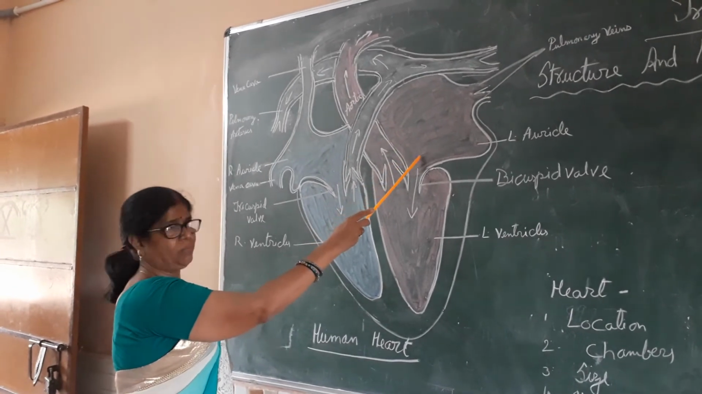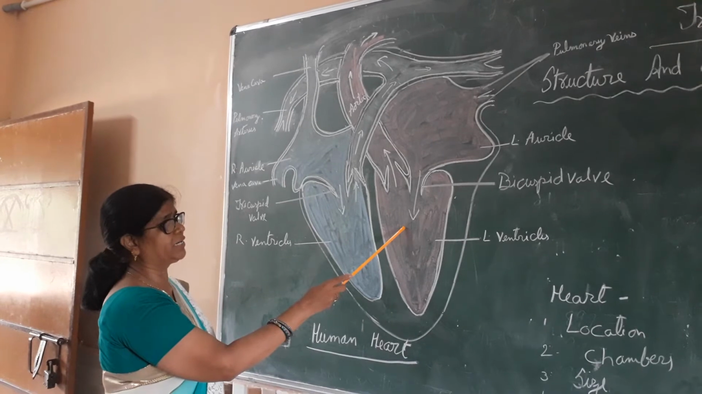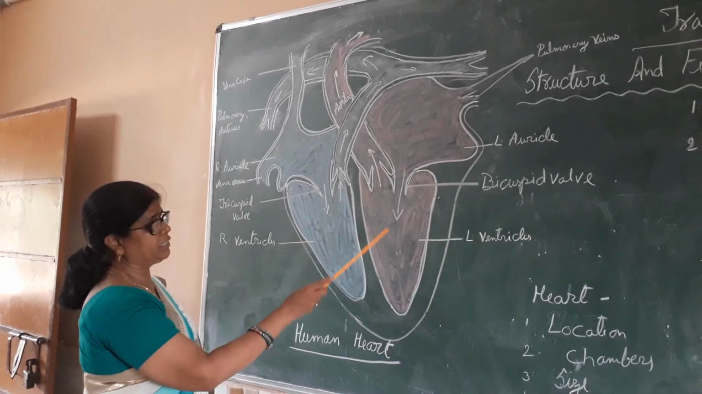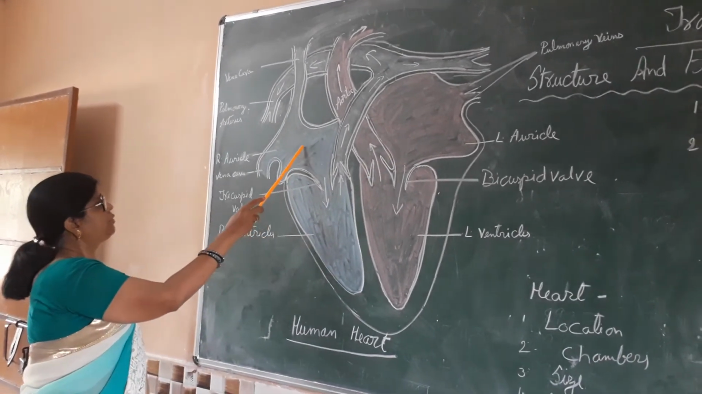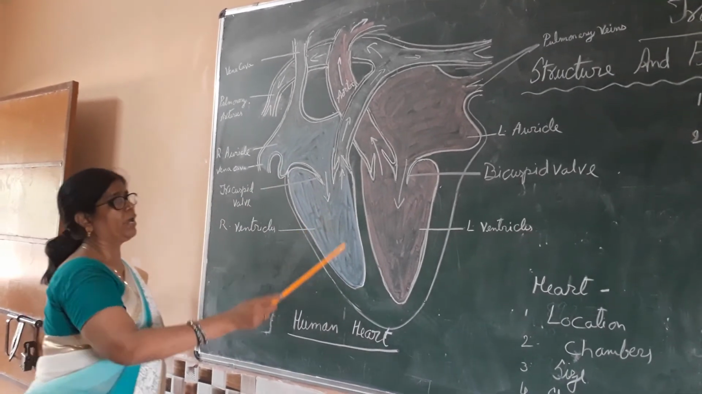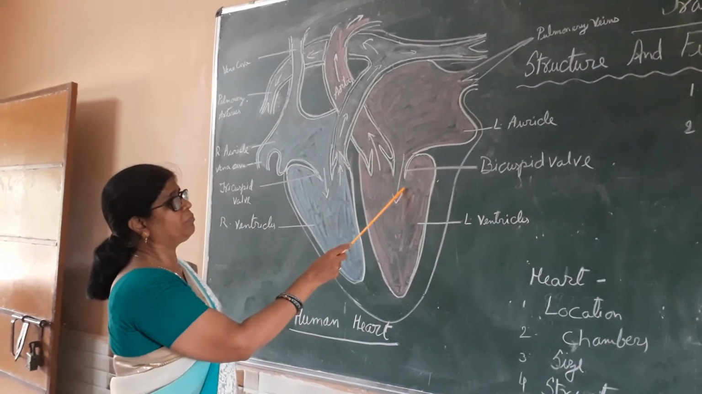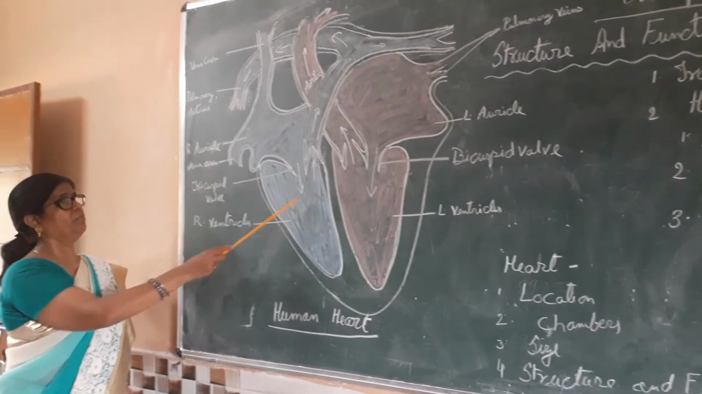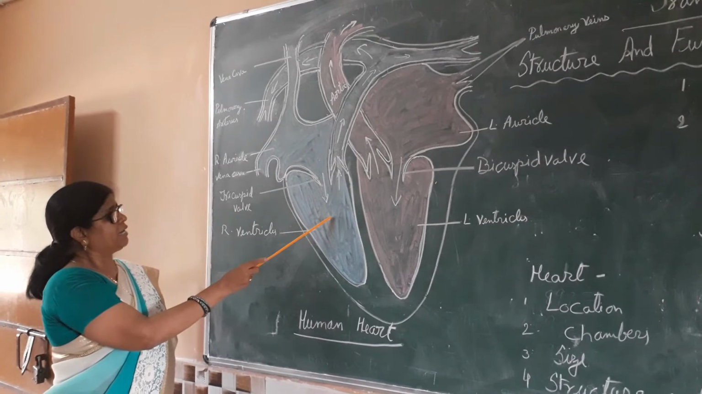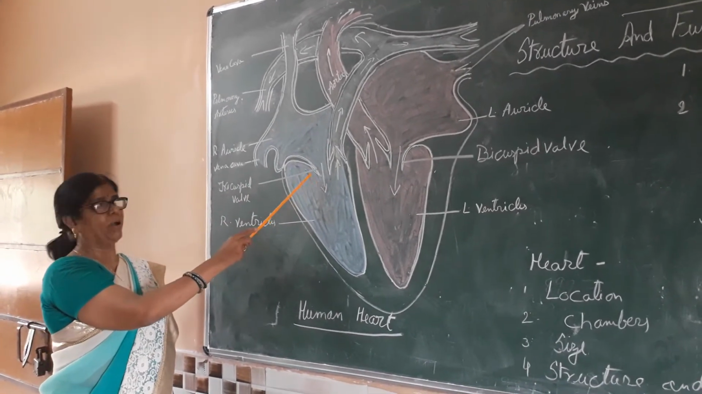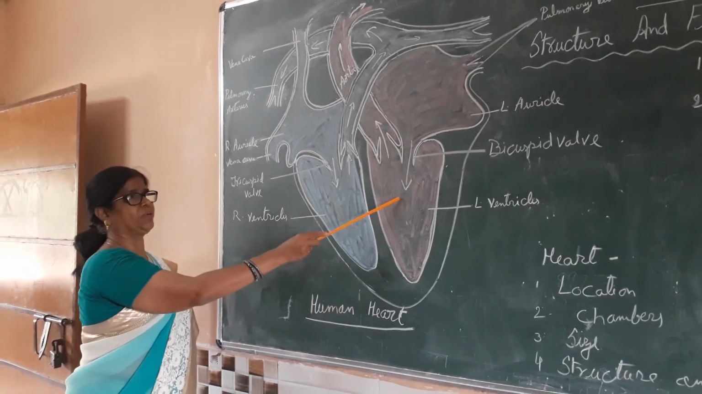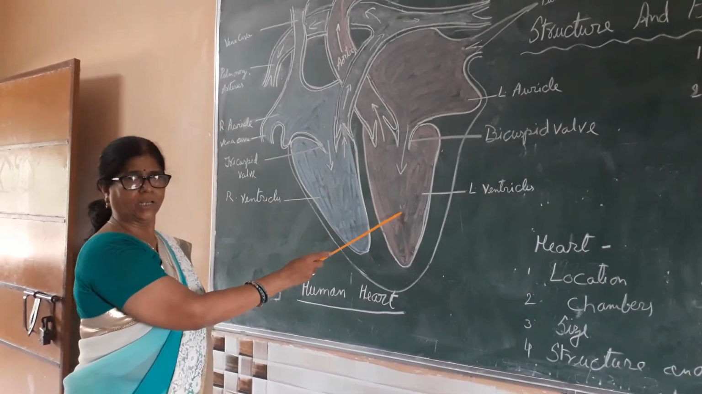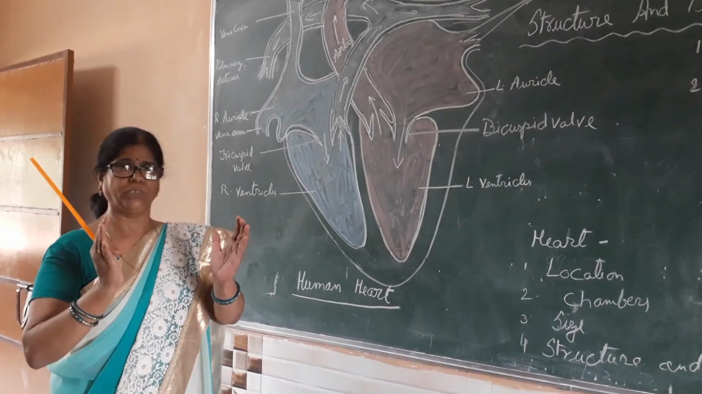When the auricles contract, the blood from the respective auricle enters their respective ventricle. From the left auricle, blood enters the left ventricle, and from the right auricle, blood enters the right ventricle by opening the valve. There is a valve between the left auricle and left ventricle called the bicuspid valve. There is also a valve between the right auricle and right ventricle called the tricuspid valve. By opening the valve, blood enters their respective ventricles. This position is called the diastole condition of the ventricles. Now the ventricles are in diastole.